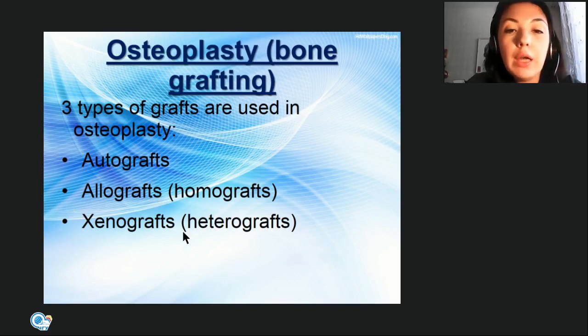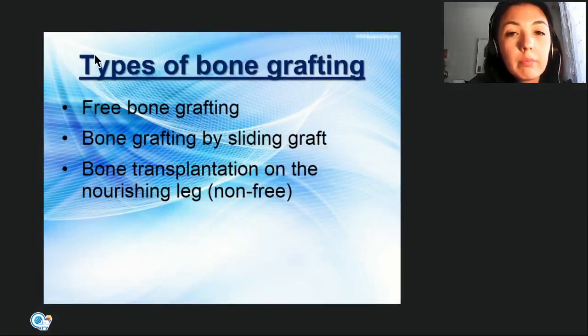And xenografts or heterografts, when we take bone from animals, from another species. Nowadays it's not very popular. And also there are synthetic grafts. We will discuss it and we will even see it at our practical classes. And there are 3 types of bone grafting.